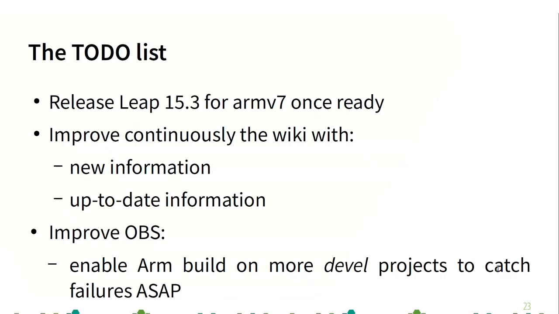Finally, I will have a word about the to-do list. So we need to release Leap 15.3 for ARMv7 as soon as it is ready. I don't have any ETA yet. We need to continuously improve the wiki with new and up-to-date information. So if you have something to write on your board, please do it. We need to improve OBS as well. We need to enable ARM builds on more devel projects to catch failures as soon as possible. If we detect the build failure in the devel project, likely it will not reach openSUSE Tumbleweed and will save a lot of time. So if you have some packages in your own devel project, please enable ARM build, especially for AArch64.